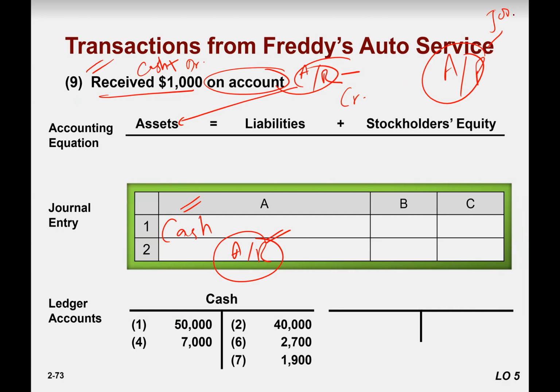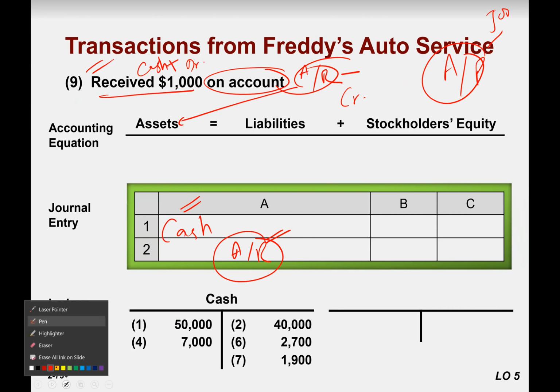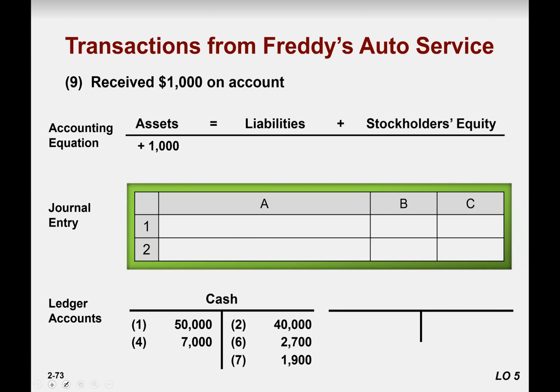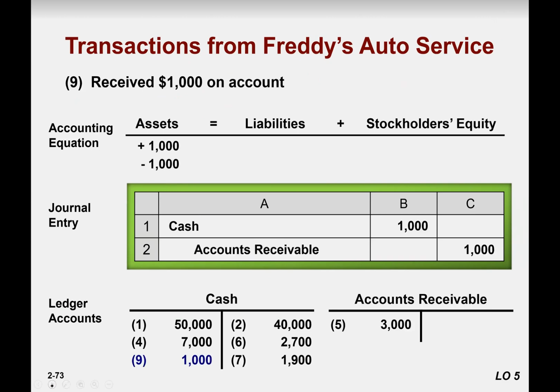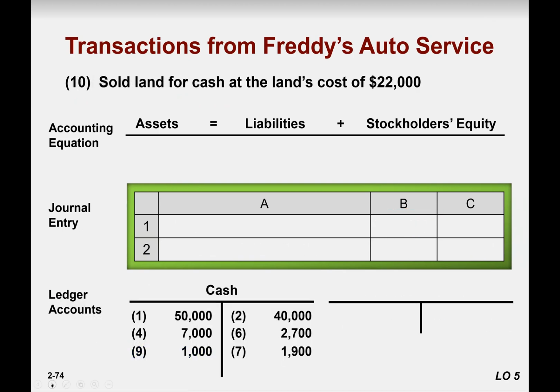So this is now adding different flavors to the questions. Okay. Here we go. So cash is received, cash is increased, cash is coming here on the debit side. Now, sold land for cash at land cost 22,000. Jordan, your question, previous question, right? So sold land for cash 22,000.